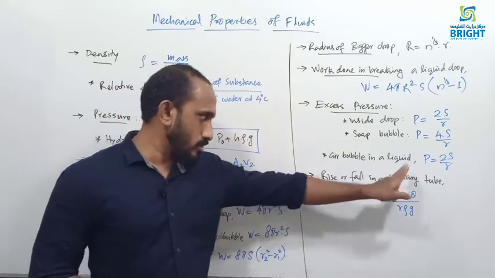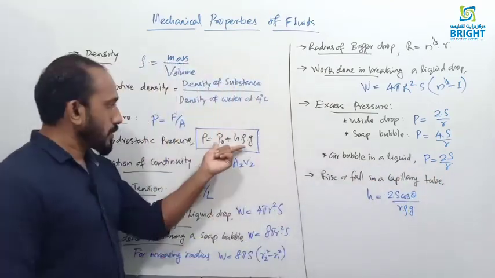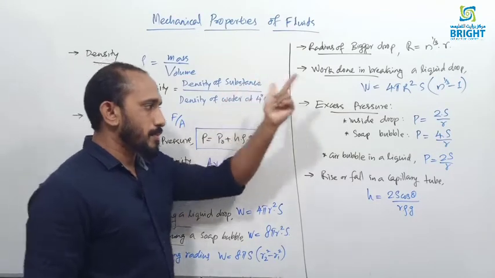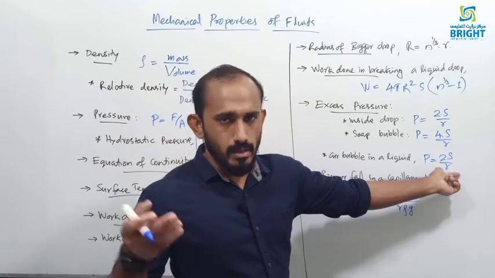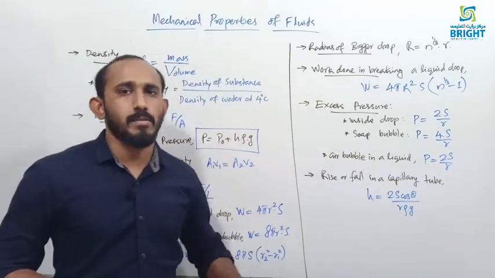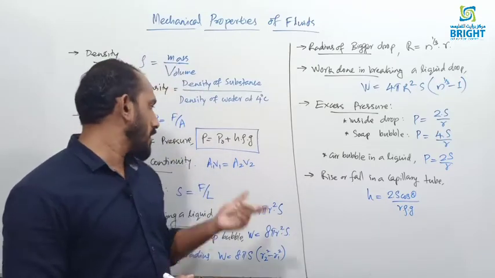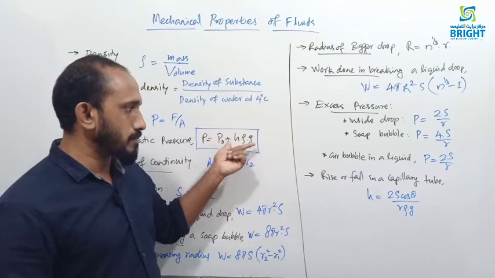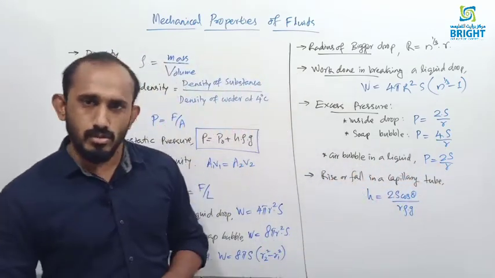So only one layer is there, so 2S by R. The total pressure inside that bubble will be equal to P0 plus H rho g plus 2S by r. You have to add up this pressure also. So while any question comes, please keep in mind that logic also. The total pressure inside a bubble below the surface of liquid level is P0 plus H rho g plus 2S by r. So excess pressure because of surface tension will also be there.